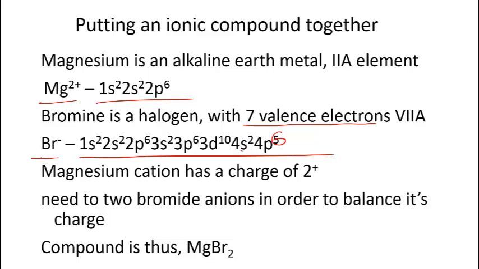Now, in order for our compound, magnesium bromide, to be neutral, it must have the same positive and negative charges so that its overall charge is equal to 0. Since our magnesium cation has a charge of 2+, we will need 2 bromide ions in order to balance its charge. The resulting compound is thus MgBr2, magnesium bromide.